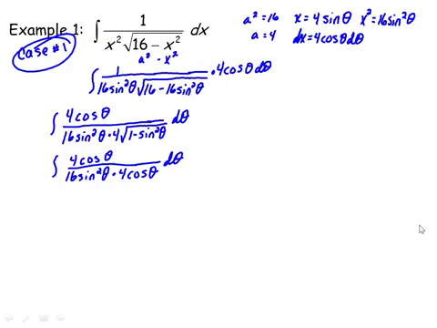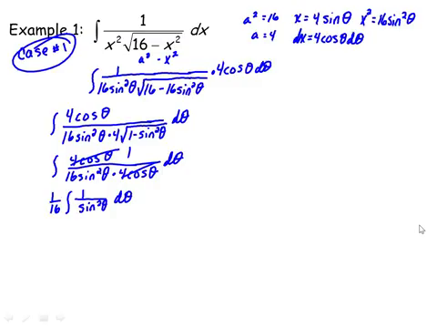Okay, so now you obviously see things that cancel out, yes? That's going to cancel out, and that's going to cancel out. So you're going to have 4 cosine theta is going to cancel out. Now, when the 4 cosine theta cancels out on top, it goes to 1. Don't forget that. Now, you see a 1/16 in this? I'm going to pull it out front, okay? So we're going to have 1/16 times the integral of 1 over sine squared theta d theta.